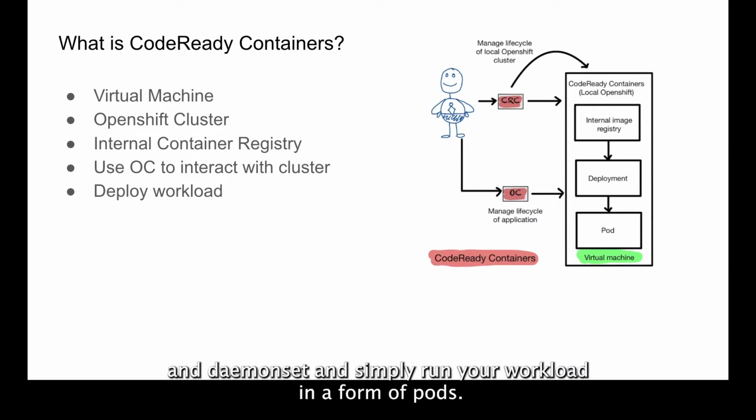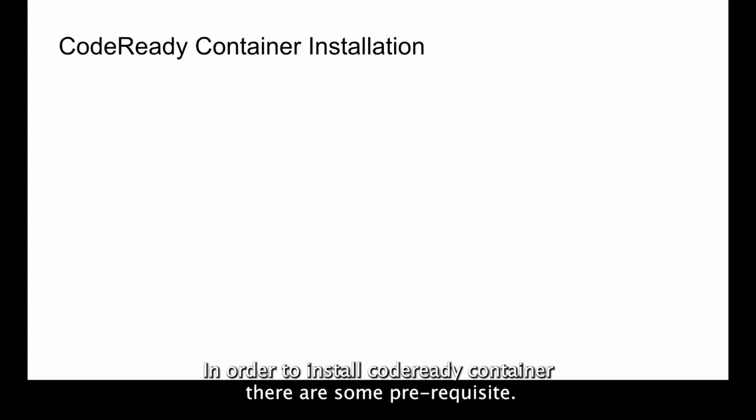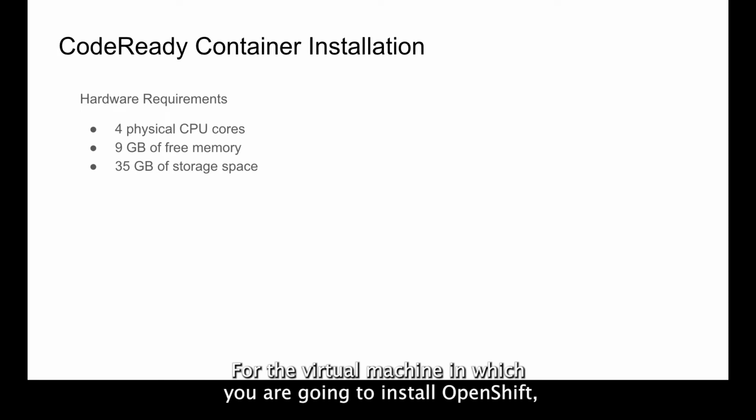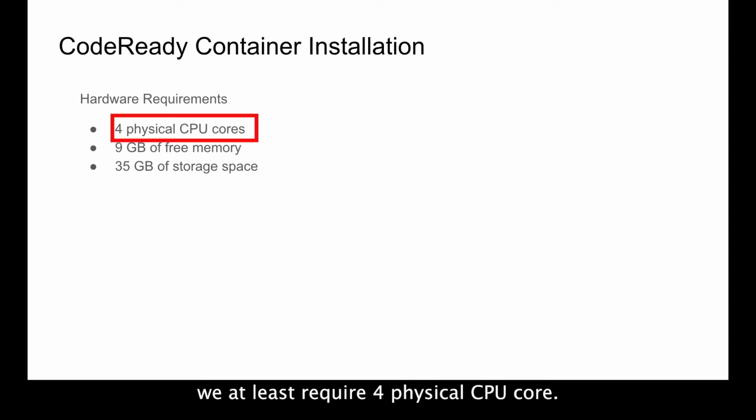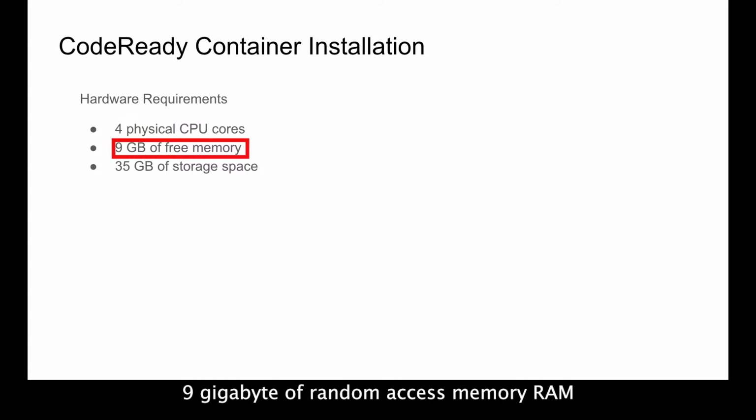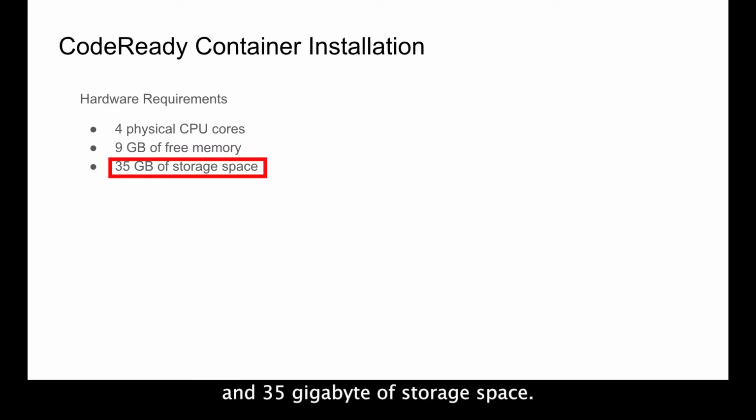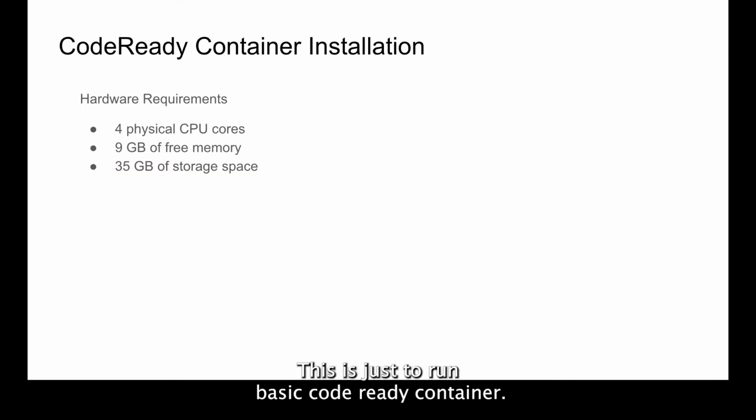simply run your workload in the form of a pod. In order to install CodeReady Container, there are some prerequisites. For the virtual machine in which you are going to install OpenShift, we require at least 4 physical CPU cores, 9 GB of random access memory, and 35 GB of storage space. This is just to run basic CodeReady Container. If you want to install more add-ons like Service Mesh and want to run your workload, you have to bump these numbers depending on your need.